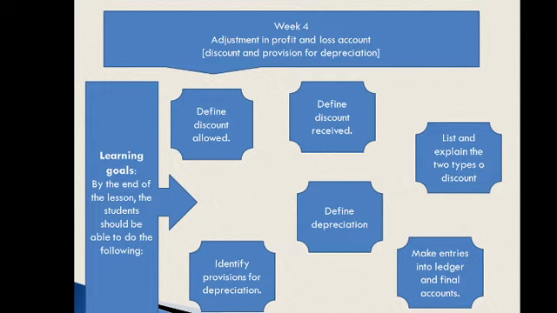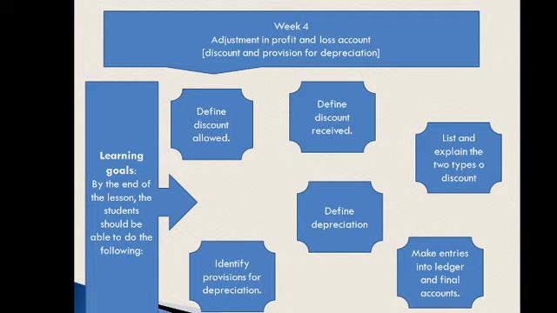This is our fourth week, and this week we'll continue with the topic which we've been doing for 3 weeks now. We'll be treating adjustments in profit and loss account. The first one we did was bad debt and provision for bad debt. Last week we did prepayment and accruals. So this week we'll be treating discount and provision for depreciation.